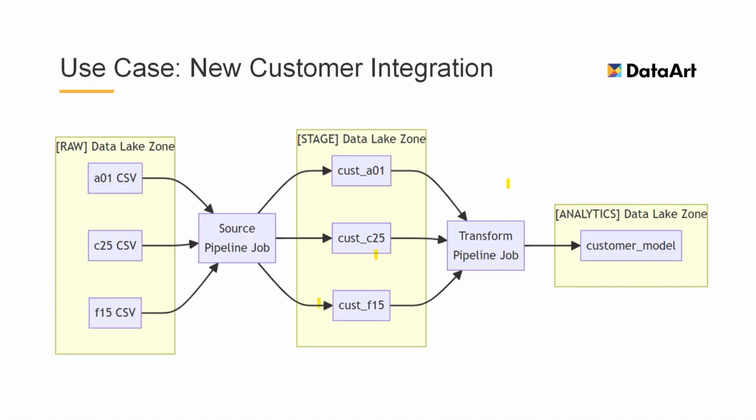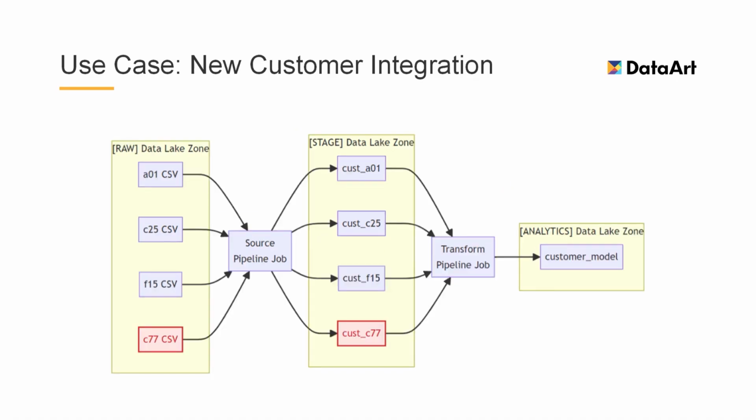Here comes the change request. Onboard new customer C77. Functionally, it's identical. Another CSV lands in its own raw zone folder, flows through the existing source stage job, and is transformed into the same analytics model. But to make that happen today, we create a customer-specific landing location or table, write C77-specific mapping and data quality rules, update the job configuration, and route everything through the full SDLC under Enterprise Agile standards.